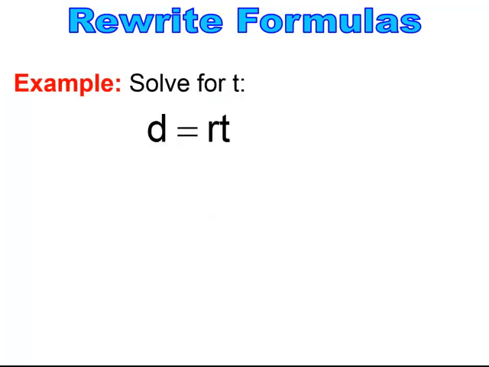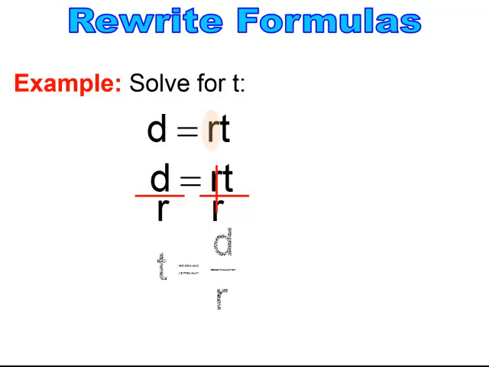This next example is our distance formula, where distance equals rate times time. I'm asked to solve for t. In order to solve for t, I need to remove that r. And when that variable is attached to the variable, that is multiplication, so the inverse operation here would be division. So I'm going to divide both sides by that r to isolate that t and get my new formula. So t will equal d divided by r.